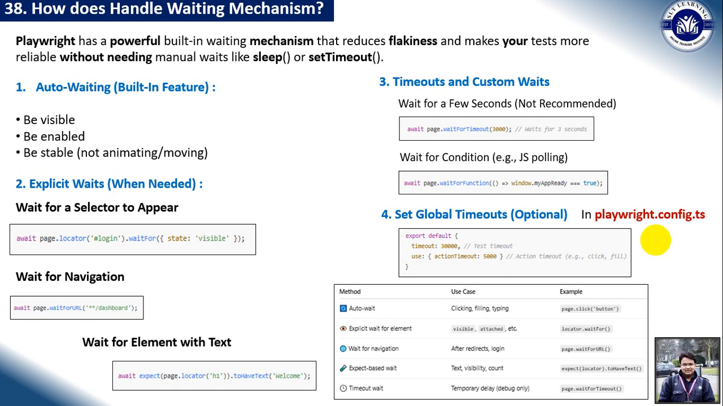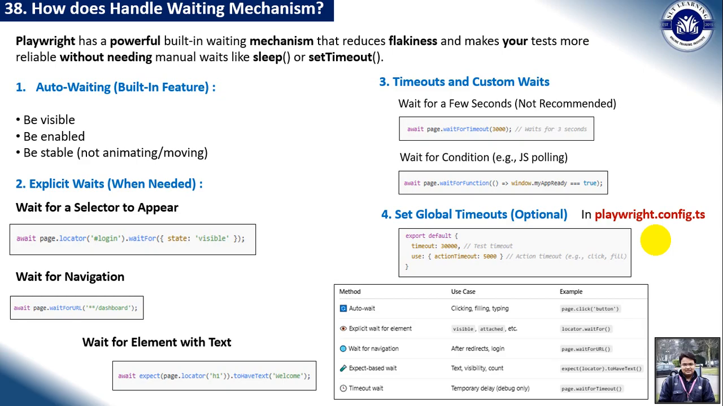Okay, wait for conditions, then JS polling, you can wait for a certain condition to be applied. Then if you want to set a global timeout wait, you can set it up in the playwright.config.ts file. You can just say timeout 300 and action timeout will be 500, meaning 500 seconds for the click and fill and all those auto actions.